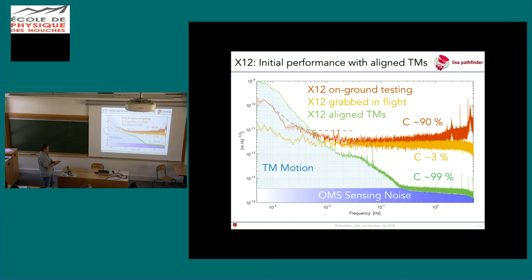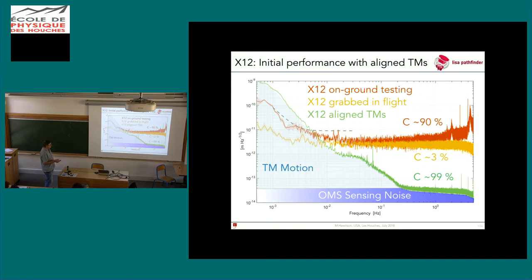However, this time the test masses are in place, and the grabbing of the test masses was not done in a way such that they were properly aligned for the interferometer. They were just grabbed where they were. So that's a very low contrast measurement, but it shows a similar kind of noise level to what we saw on ground. Now in the end though, when we released the test masses and properly aligned them, the contrast in the interferometer went up to 99%, so almost perfect, and the noise performance was very good, significantly better than what we were able to do on the ground.